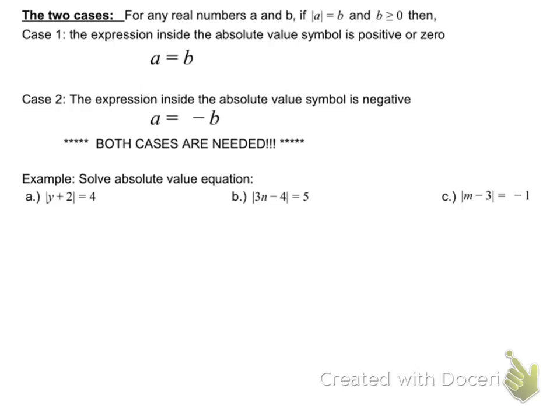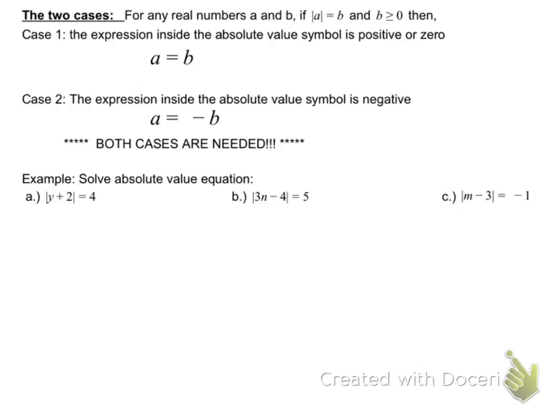Okay. So we got this idea that if the absolute value of a, it doesn't matter what a is, equals b, and b is 0 or greater, then there's case 1. The expression inside the absolute value is positive or 0, well then a will just equal b. Think back to our absolute value of x equals 5. If x was positive, then the inside would have to equal the outside, straight up. 5 equals 5. x would have to equal 5.